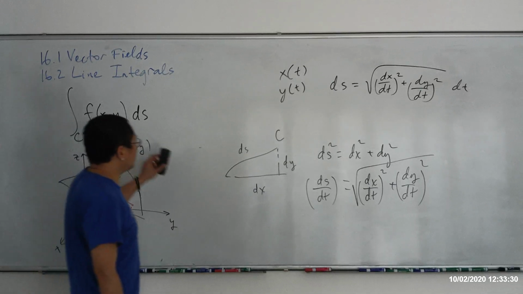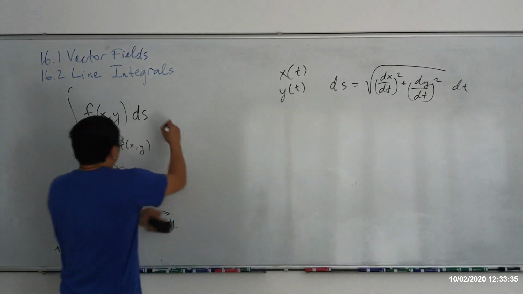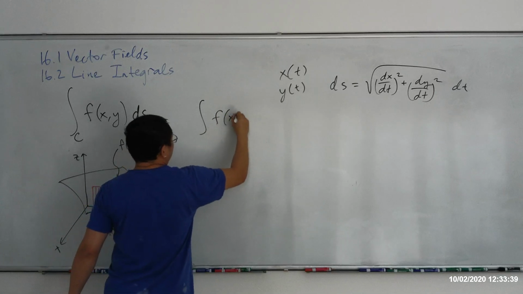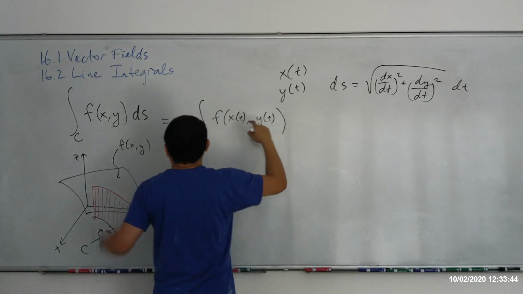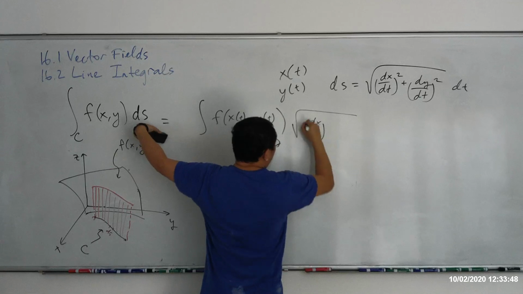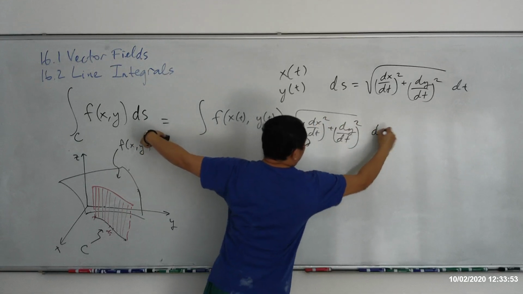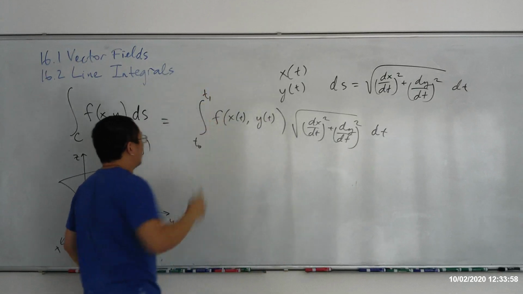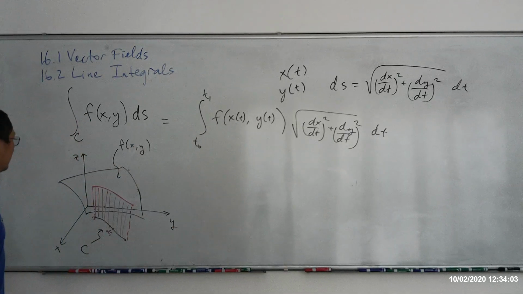Okay, so this can be rewritten as the integral of f of x(t) comma y(t), and then ds is the square root of (dx over dt) squared plus (dy over dt) squared, dt, where t runs from t0 to t1, whatever it is, or a to b. I try not to use a, b because I already used a, b for change of x.